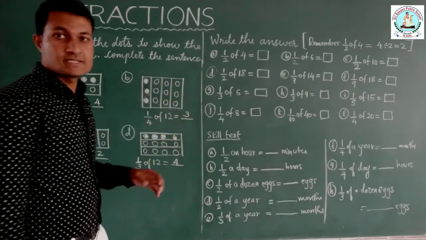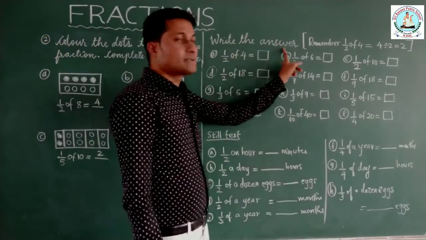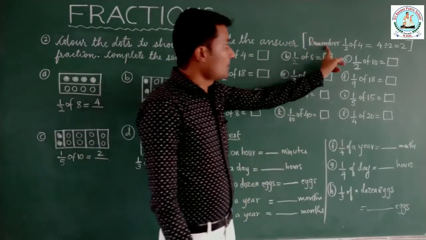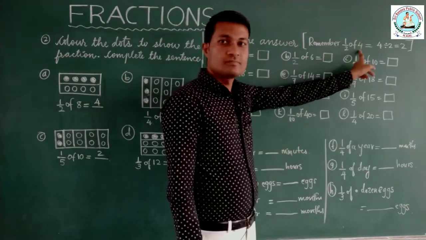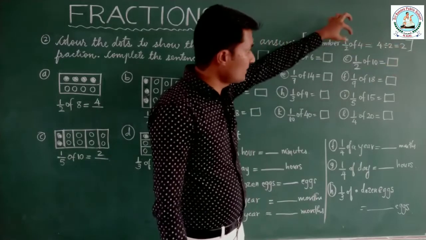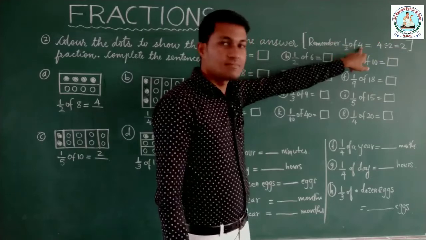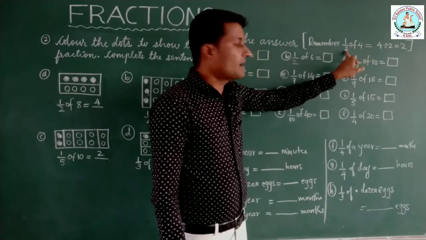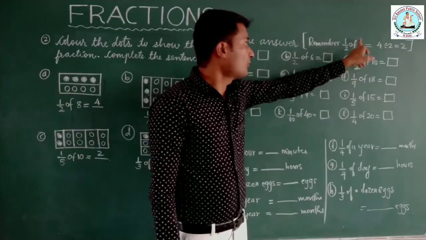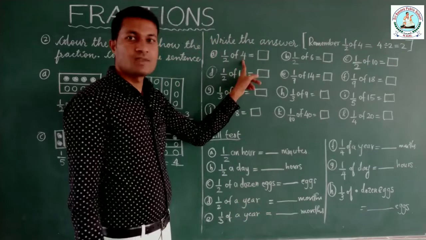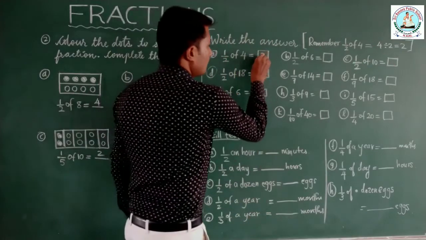Let's go for the next main, that is write the answers. But before writing the answers, remember, half of 4, which means 4 divided by 2, is 2. Whenever there is a fraction of something, you have to think that the given number is divided by that denominator. So 4 divided by 2 is 2. Similarly, half of 4, how much? It is 2, clearly given.